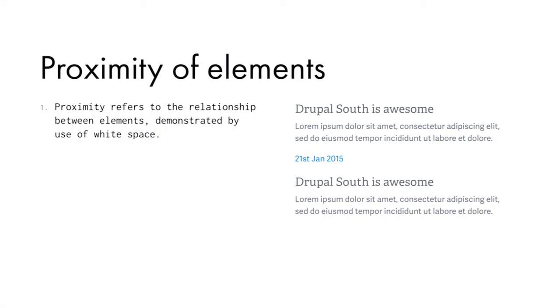Proximity of elements is the relationship between elements demonstrated by the use of white space. So you can see here this date. This is probably in our side column, it's some news articles, and we've got a date. It's got the same amount of white space on the top as it does on the bottom, and it's hard to see what news article this date might belong to in this example. So you can easily fix that by adjusting the white space to create that relationship with something and to give it proximity.